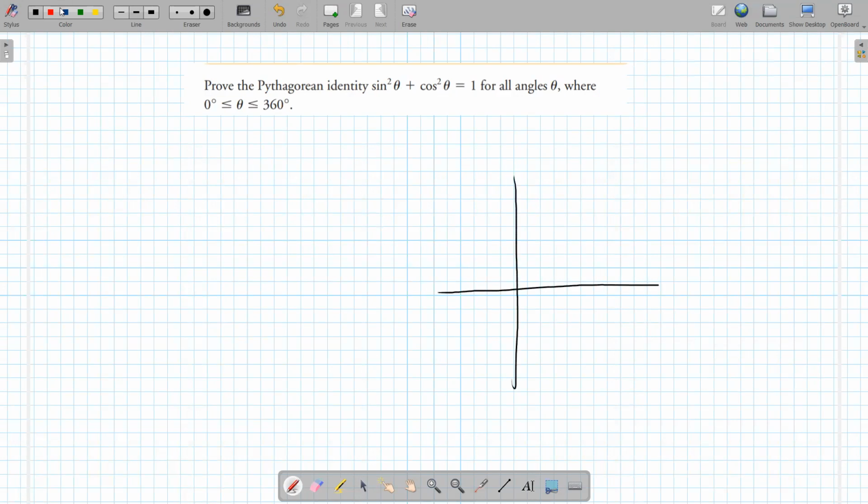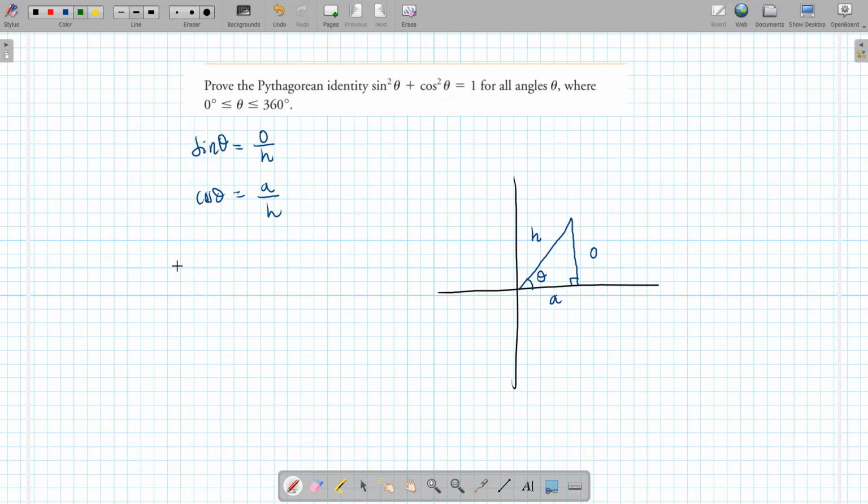Let's say we have a quadrant, and in that quadrant we have some angle theta. This is the opposite side, this is the hypotenuse, this is the adjacent side relative to that angle. What is the formula for sine in terms of O, H and A? O over H. What about for cosine? A over H, right?